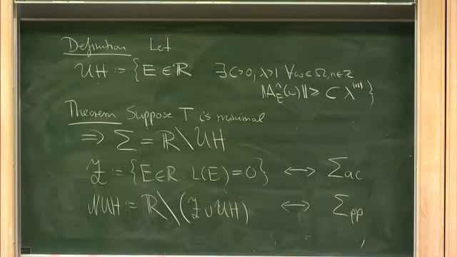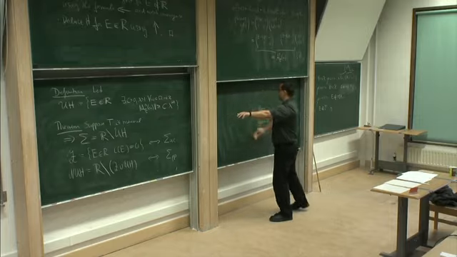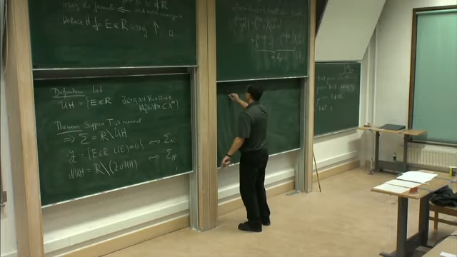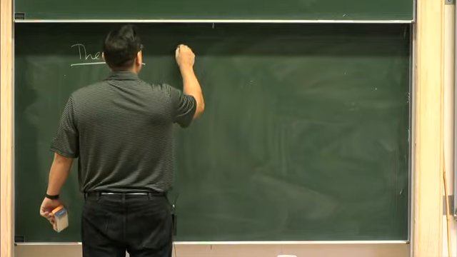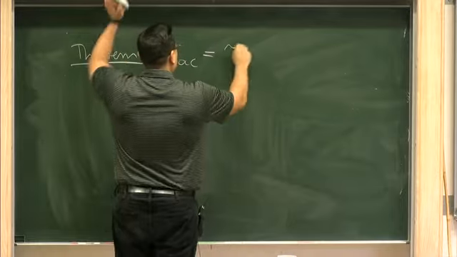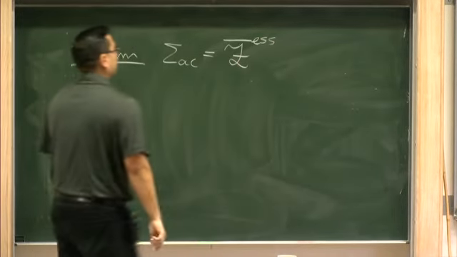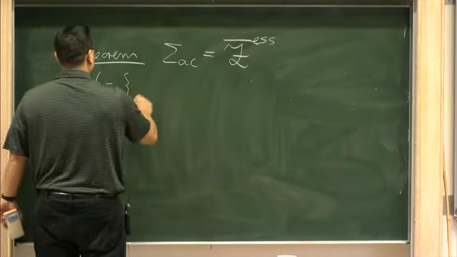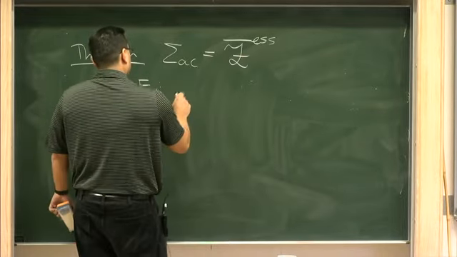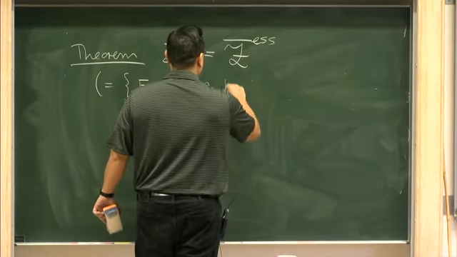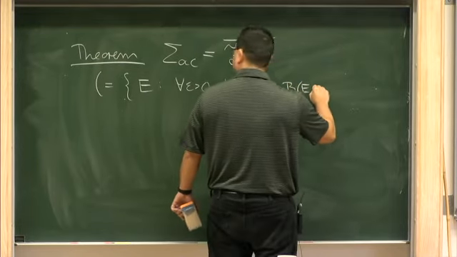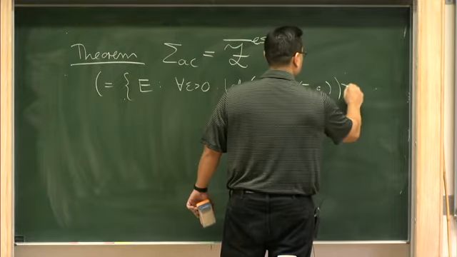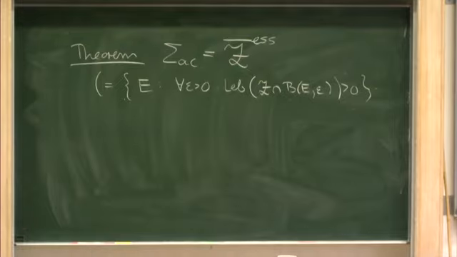But on the one hand, you have one general result by Ishii, Pastur, Kotani that expresses the first statement in a suitable form that actually is true. So sigma AC is the essential closure of Z. Which is the set of E's so that for every epsilon greater than 0, the Lebesgue measure of Z intersected with the ball centered at E of radius epsilon is positive. This is by definition the essential closure.